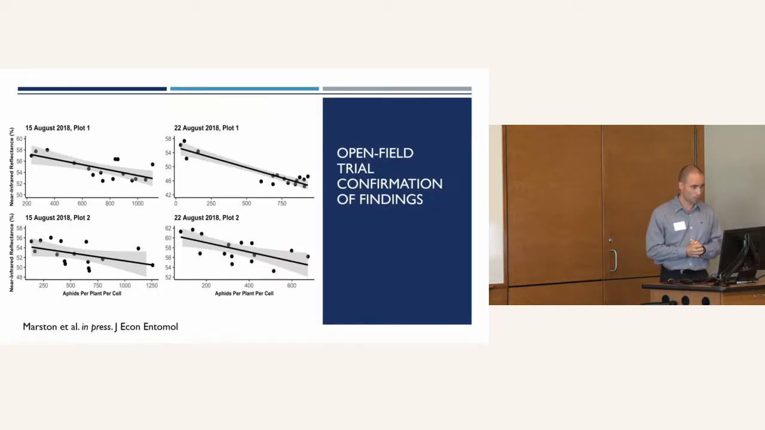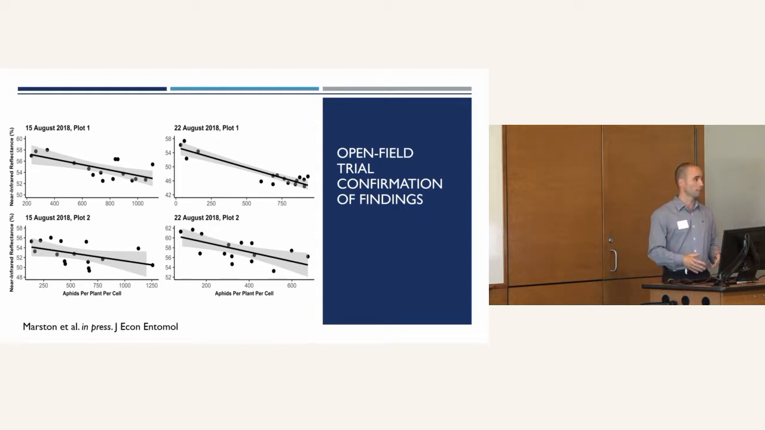And here we have two different plots. So at Rosemont in the same year, we had two different fields that were set up. Plot 1 is up at the top, plot 2 is down at the bottom, and these are about half-hectare plots. And in both these, once aphid numbers got high enough, we were again detecting that decreasing relationship with near-infrared reflectance as, in this case, number of aphids per plant decreases.